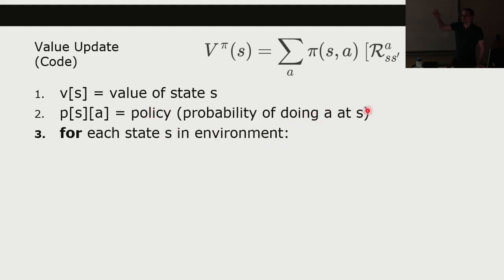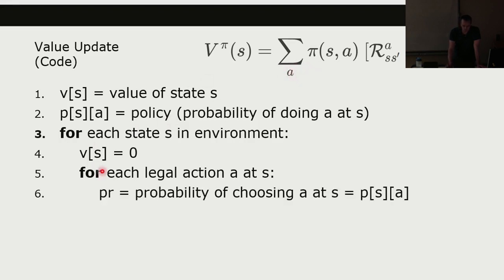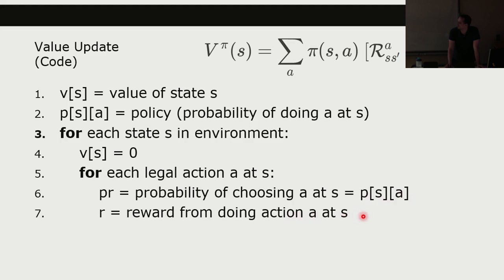Then, if we wanted to do this for each state of the environment, we could have a for loop that says for each state. So we're going to set initially V of s equal to 0. Then, for each legal action A at S, which is what this loop is for looping over summing for each action A, we look up PR, which is the probability of choosing A at S, which is just equal to P of SA. And in assignment 5, we'll have a P of SA, which is looking up our policy. Then we get the reward from doing action A at state S. Then we get the next state, which is just applying action A to state S.